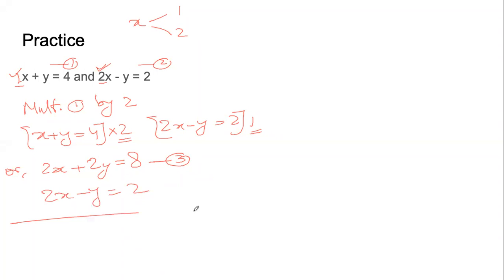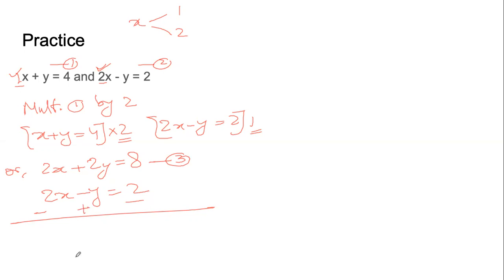right? Now we have to add or subtract, so that one variable vanishes. So we will subtract, because 2x and 2x are both plus, both have the same sign. If we add, then it will become 4x. So we will not add, we will subtract. So when we subtract, the signs will change.